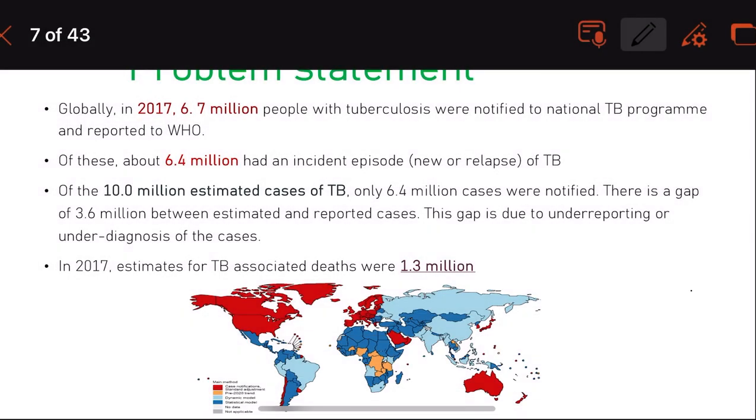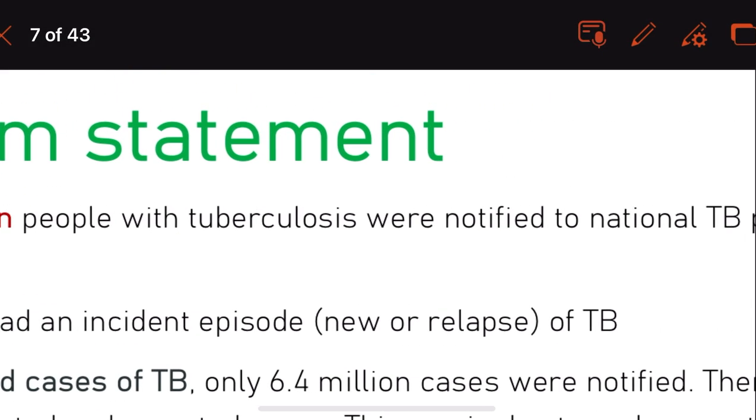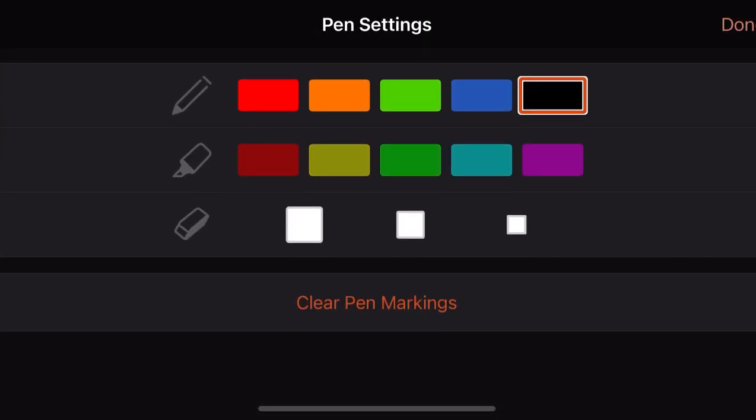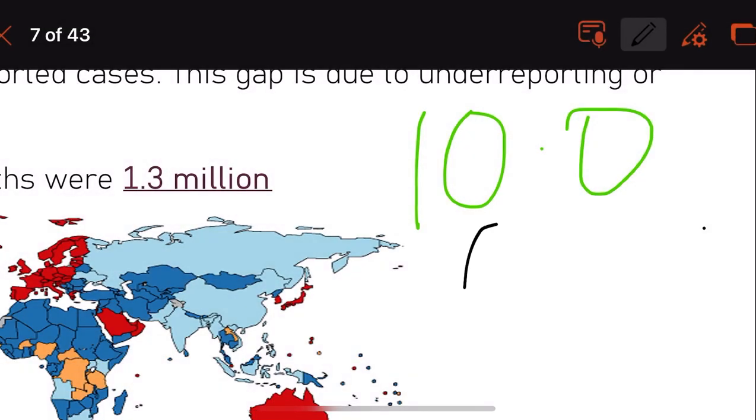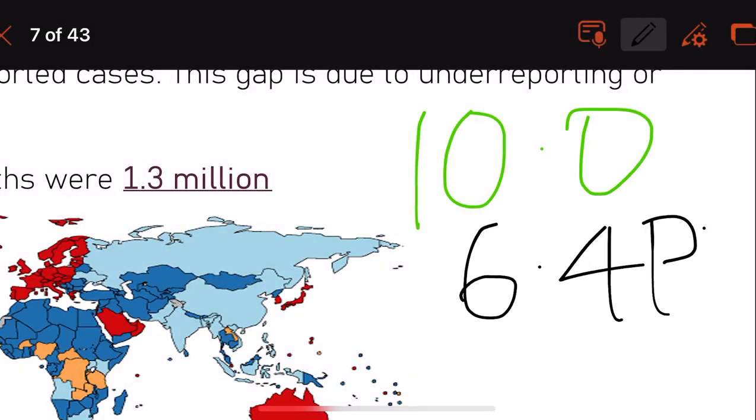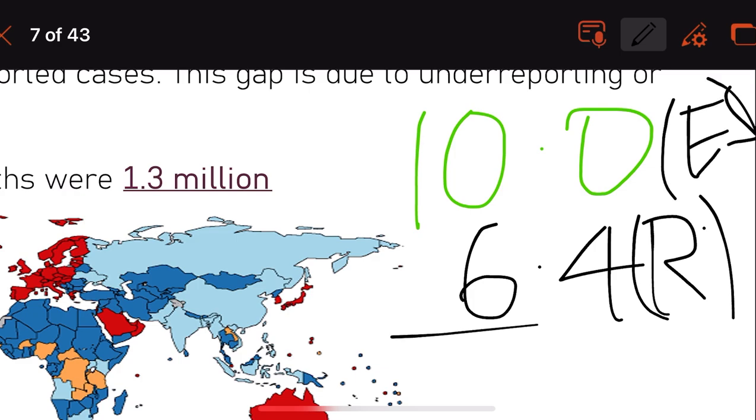Are you understanding? Let us zoom in here and write it again. So what are they saying? Totally estimated cases were 10 million, out of which only 6.4 million were reported. These were the reported cases, these are the estimated cases. So there is a gap of 3.6 million cases.